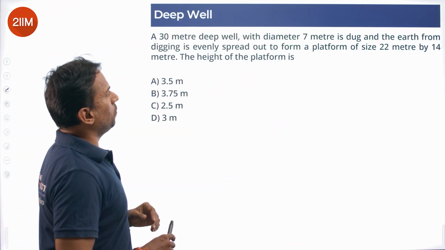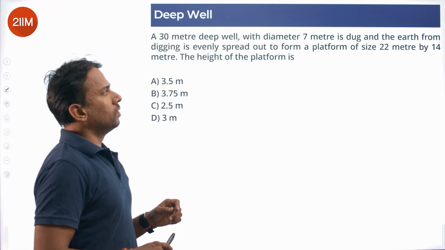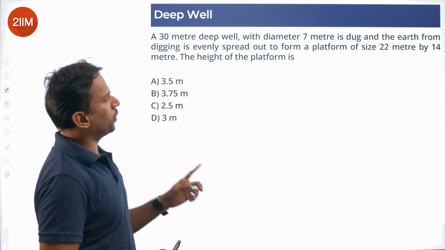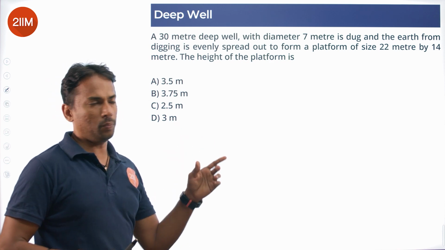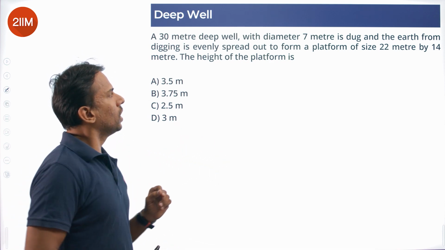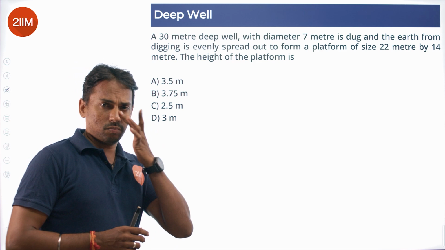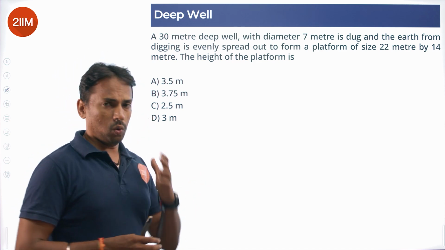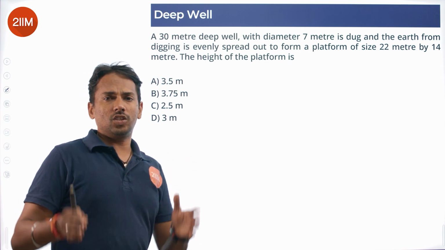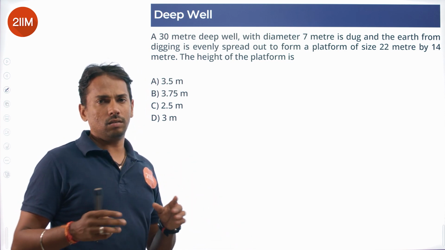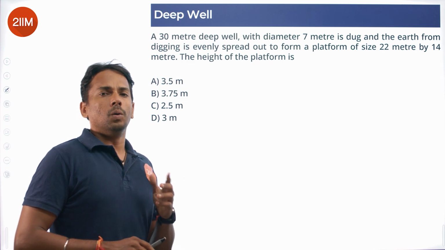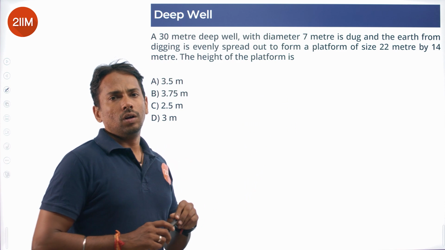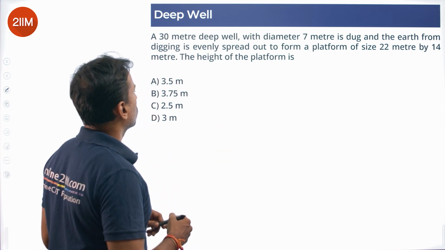A 30-meter deep well with diameter 7 meter is dug, and the earth from this digging is evenly spread out to form a platform of size 22 meter by 14 meter. Find the height of the platform. So easy, it's based on 3D mensuration. We have a cylinder shape transformed to a cuboid. One basic funda is both the volumes are equal. Volume of the cylinder will be equal to the volume of the cuboid. That's it. So we'll note it.